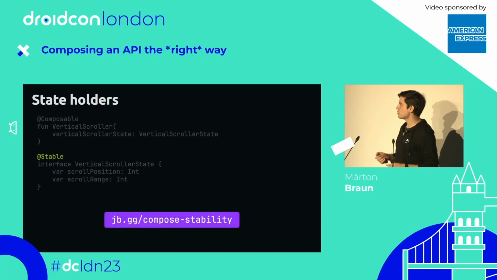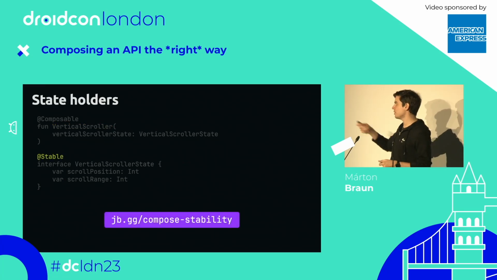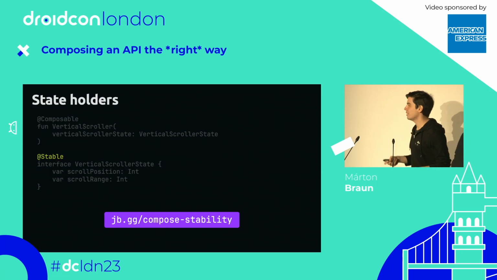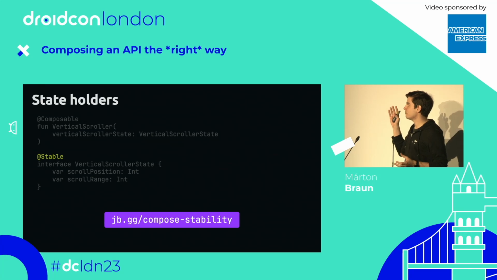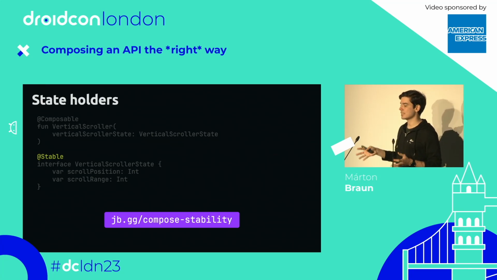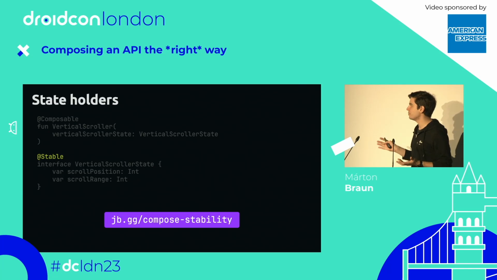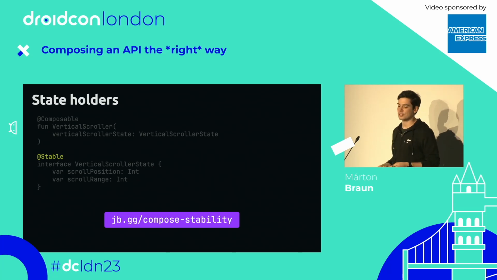And these types should also be stable. I'm also not going to go into stability at this point, but you can learn more about it in the official documentation. But stability generally is the idea that whenever the values inside this state holder change, the composition should be notified. So to put it simply, these should probably be backed by mutable state in their implementation.